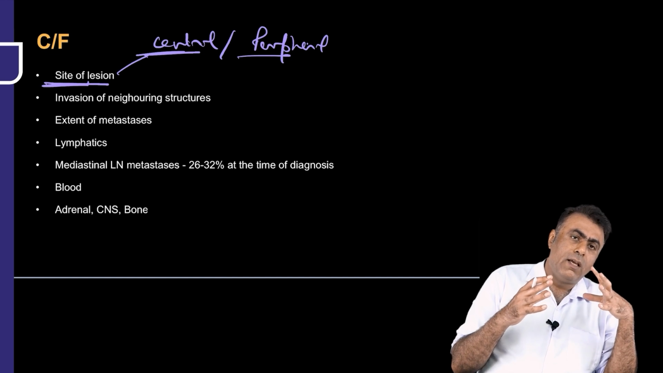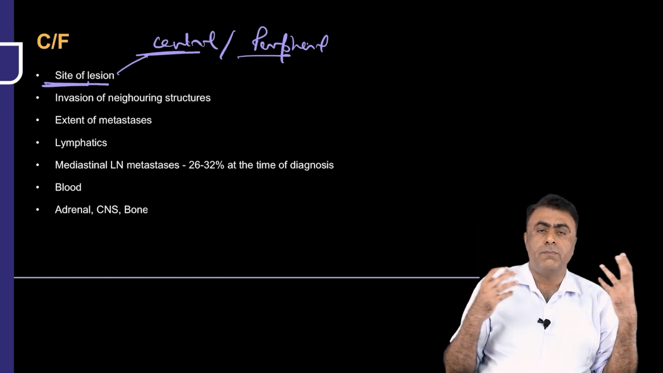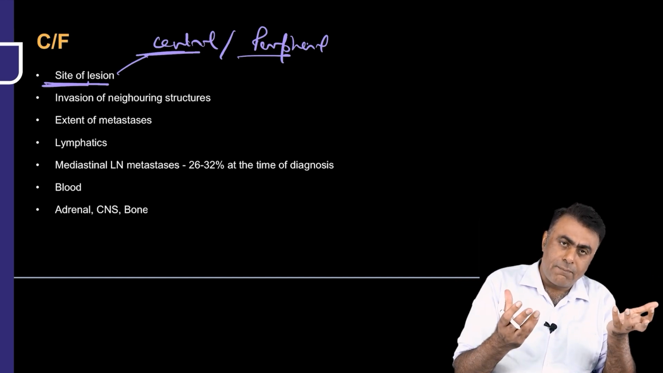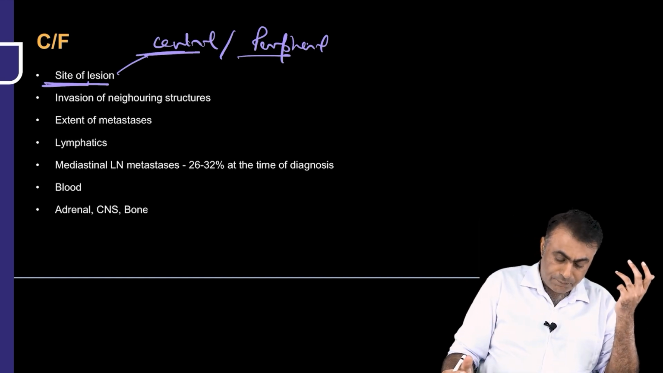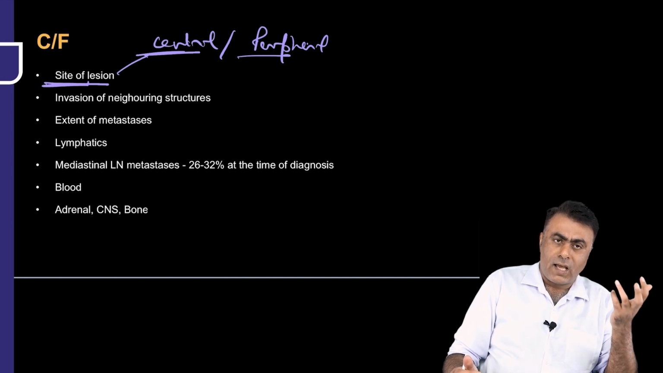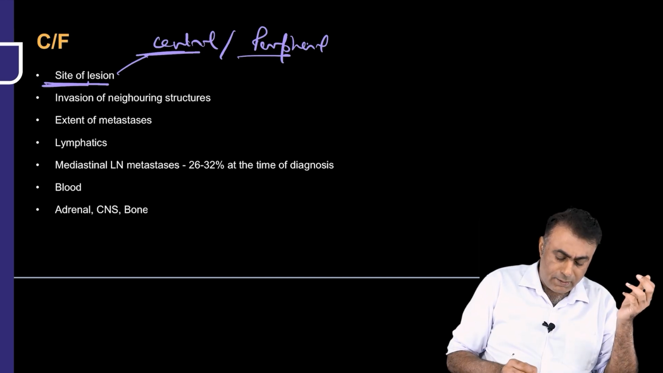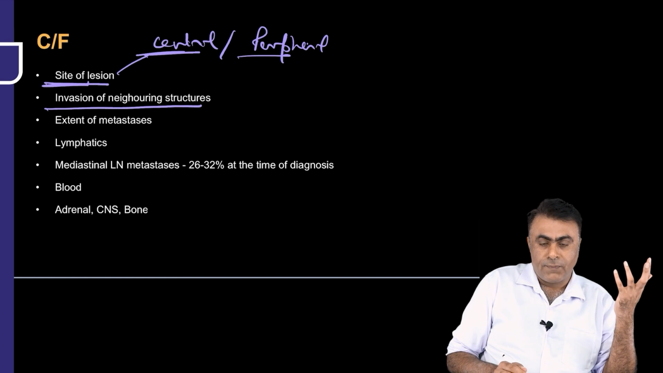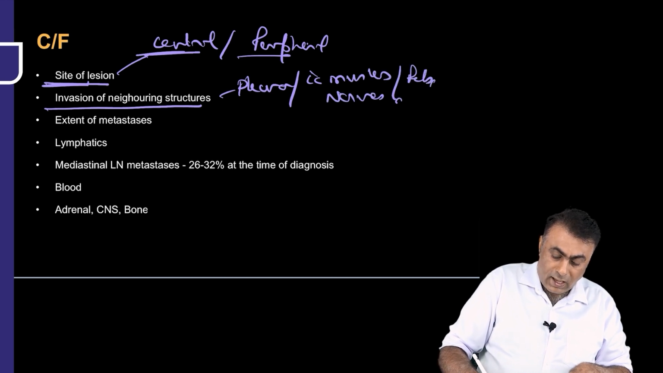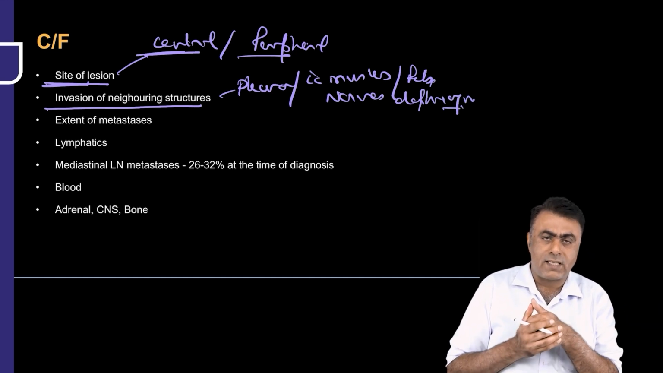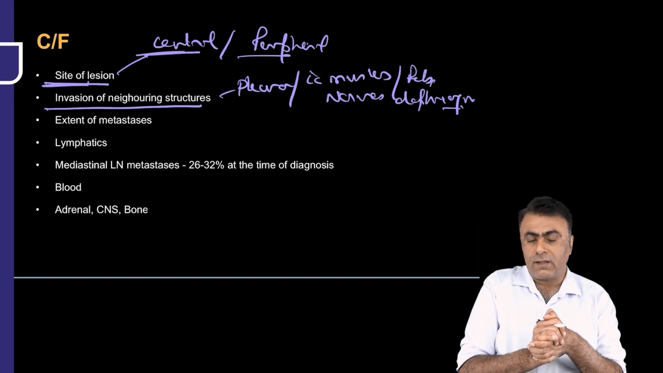Peripheral tumors usually will present late. They'll have to grow to big sizes and then present maybe as a mass, or when they involve the surrounding structures, then they may present. Another reason for manifestations can be invasion of neighboring structures. So there can be involvement of the pleura, the intercostal muscles, the intercostal nerves, the ribs, and the diaphragm. All these structures may get involved, and there may be more than that. We'll discuss this as we go to clinical features.